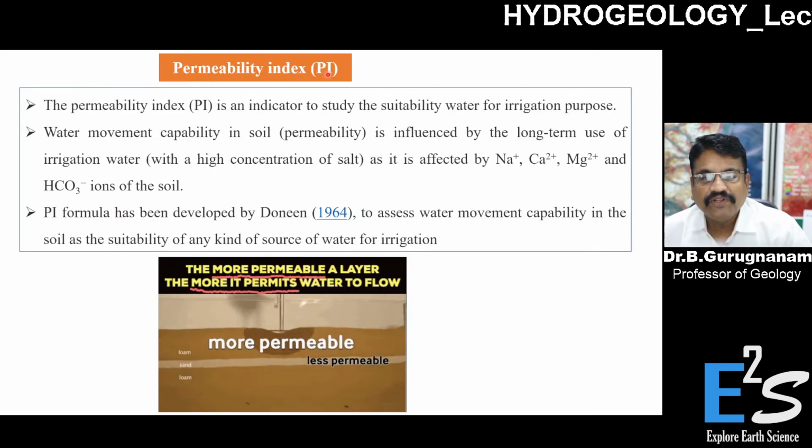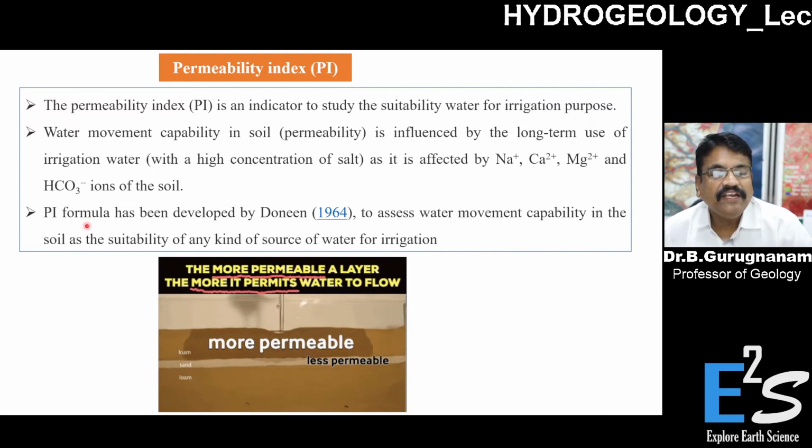Similarly, coming to the permeability index, this is very important. It is an indicator to study the suitability of water for irrigation purposes. Look at the animations here: the more permeable the soil, the more it permits water to flow. Look at that, it is a loamy soil, sandy soil, loamy soil. This is less permeable, and the movement goes down slowly, unlike the loamy soil. The water movement capability in soil is influenced by long-term use of irrigation water with a higher concentration of salts, affected by sodium, calcium, magnesium and bicarbonate ions.